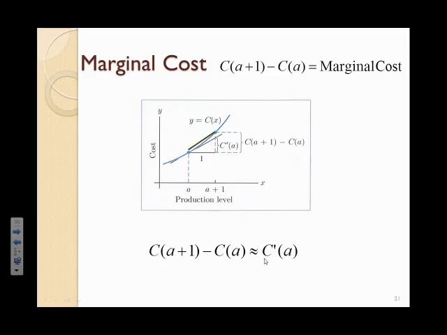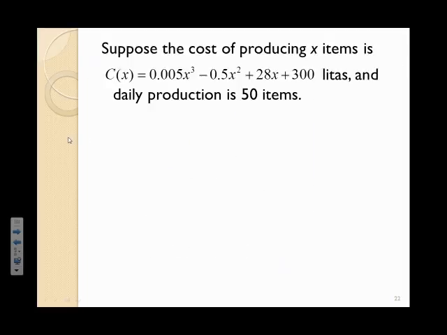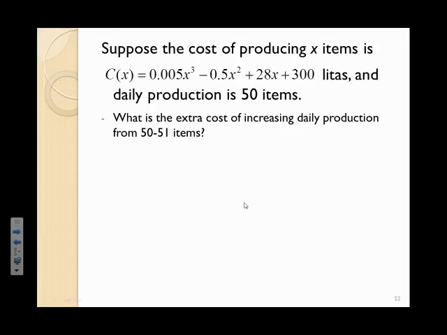So, whenever you see a problem in the homework talking about marginal cost, just take the derivative of the function at whatever value they ask you to, and you'll find the value that you need. So, an example problem: suppose the cost of producing x items is, and here's your cost function, and it's in litas. And currently, your daily production is 50 items. Now, what is the extra cost of increasing daily production from 50 to 51 items?